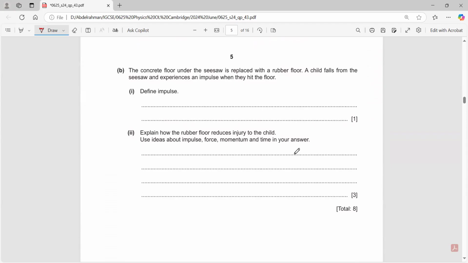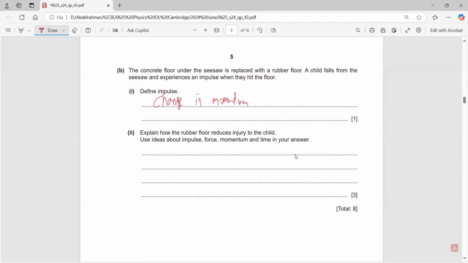The concrete floor under the seesaw is replaced with a rubber floor. A child falls from the seesaw and experiences an impulse. Define impulse. What is impulse? It is the change in momentum, or you can say that it is the force times the time. You can say either.